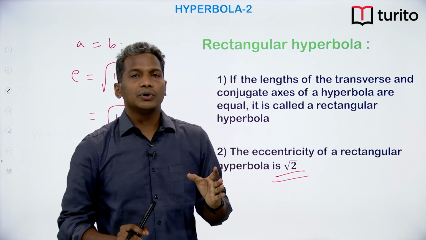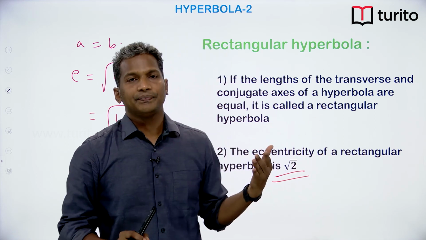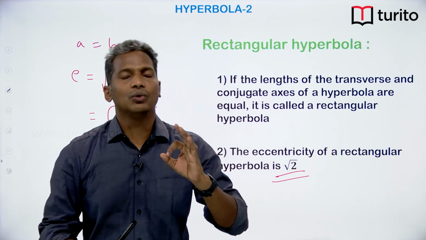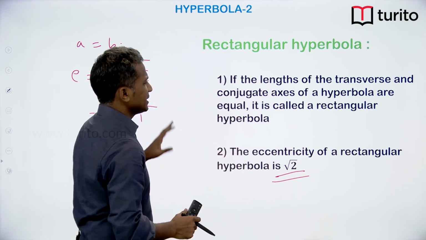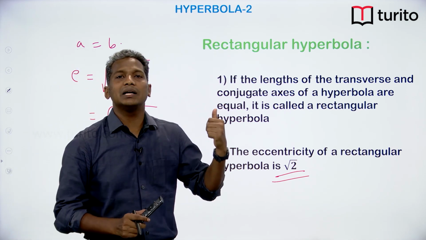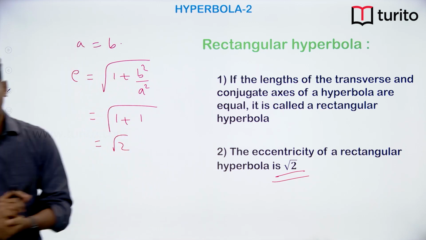For a general hyperbola, e is a constant which is greater than 1. It can be any constant. But for a rectangular hyperbola, e must be root 2 only. So, this is the basic idea, but all of these could be derived from the idea that the angle between asymptotes is 90 degrees. Come on, make a note of this.